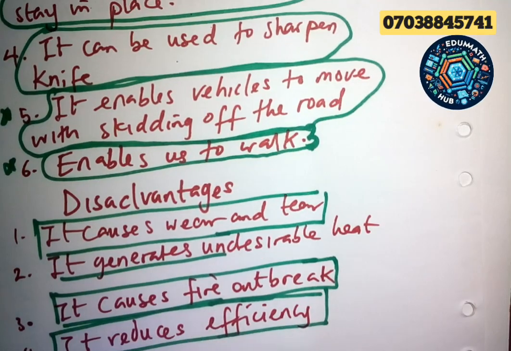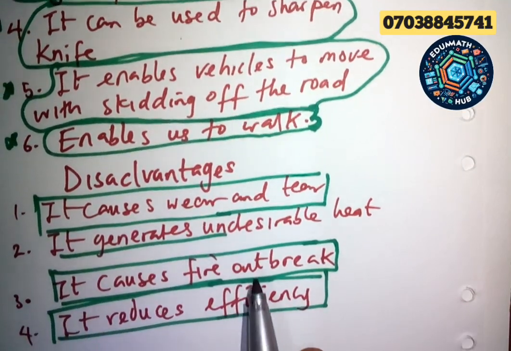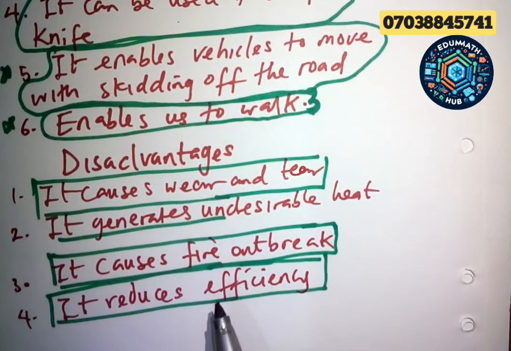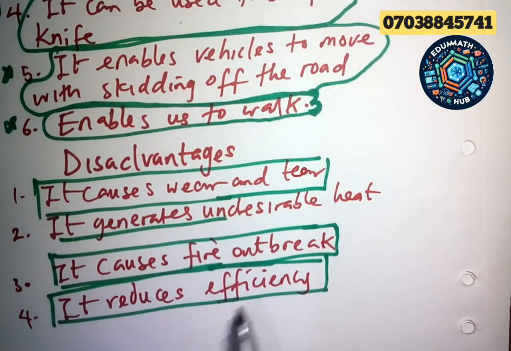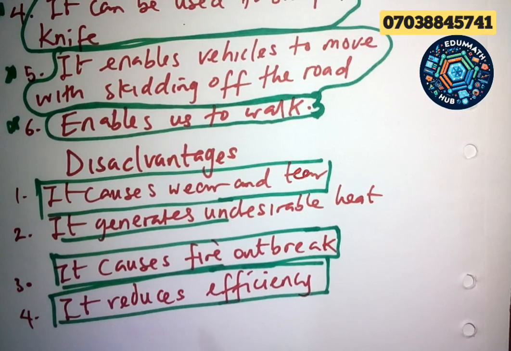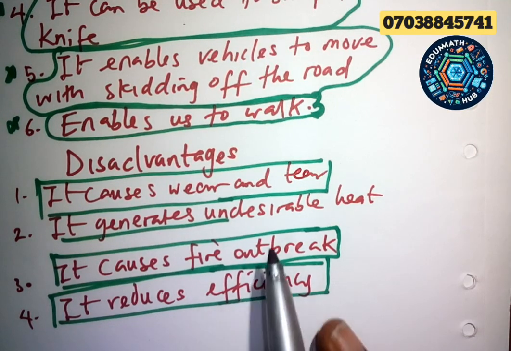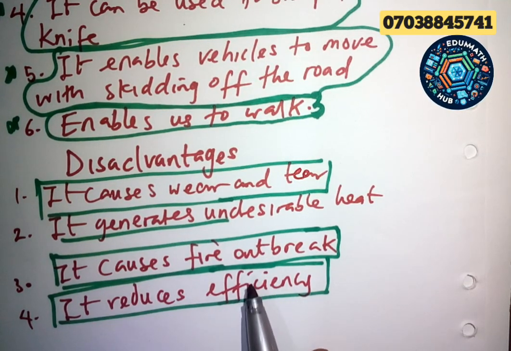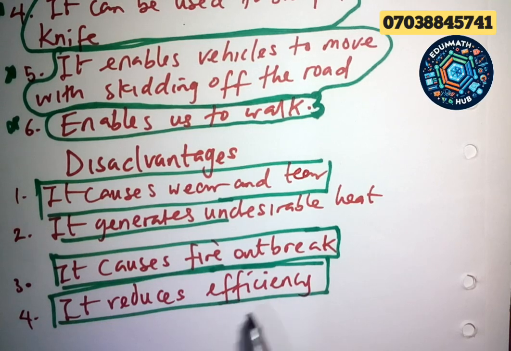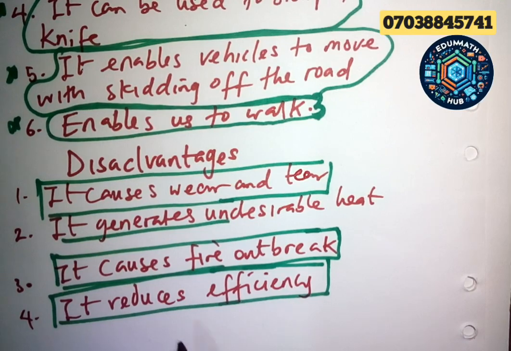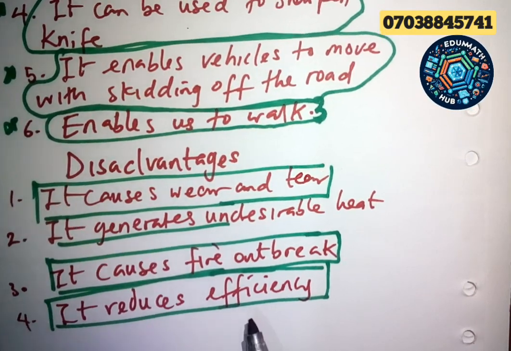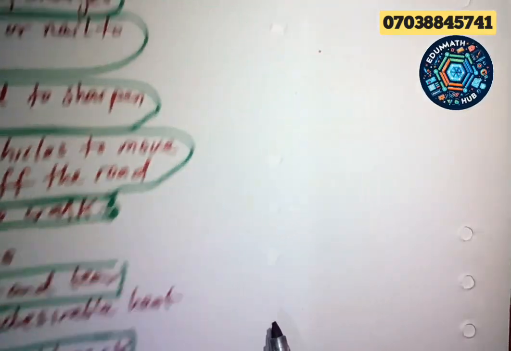And it reduces efficiency. The useful energy that's supposed to be used by the machine or by the body is being converted to heat energy, and heat energy is like a waste. So the friction will reduce the energy, which leads to reduced efficiency. The efficiency of this device or machine will not be 100%. It will be very low because friction has reduced some of the energy.